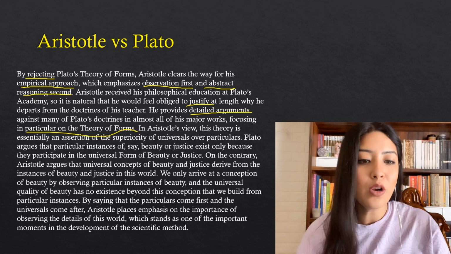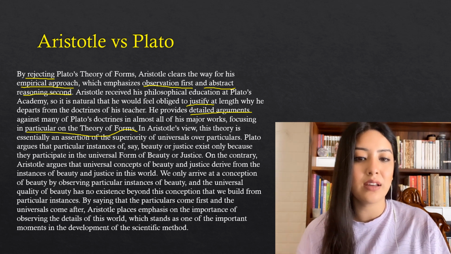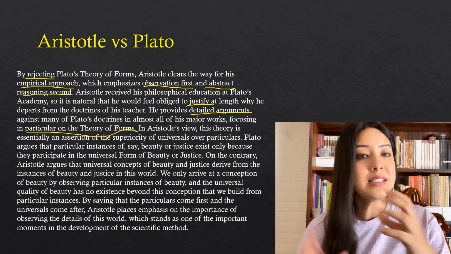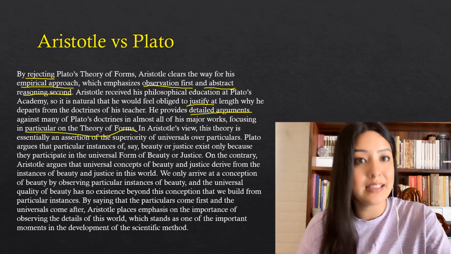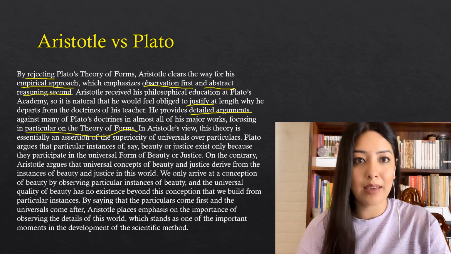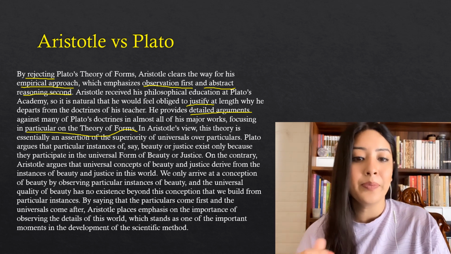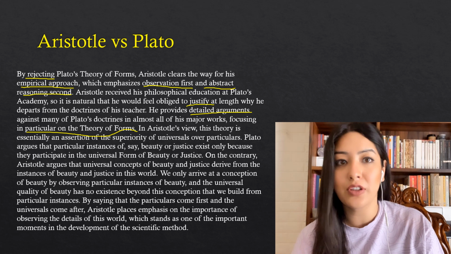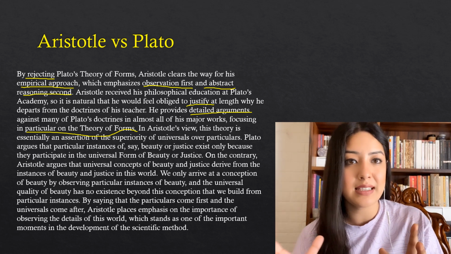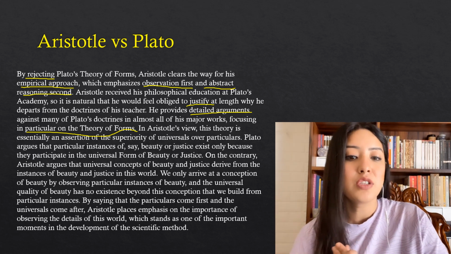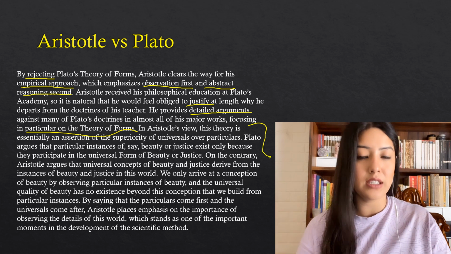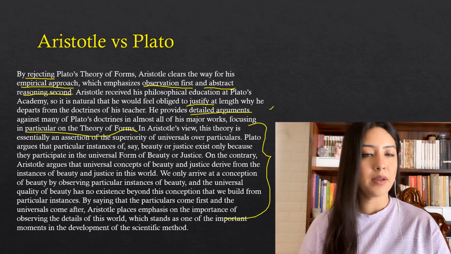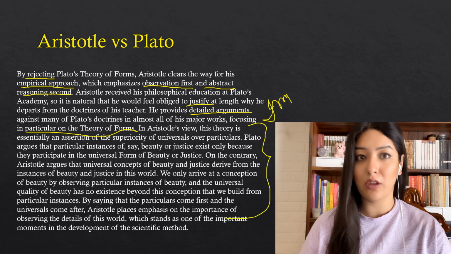So in almost all of his major works, he gives arguments against Plato's theory of forms. He gives arguments and reasons behind his thinking, behind his take. And he focuses particularly on the theory of forms. Remember, theory of substances, I said, as opposed to the theory of forms. So in Aristotle's view, this theory is essentially an assertion of the superiority of universals over particulars. Universals versus particulars, I already talked about this in my theory of forms video.